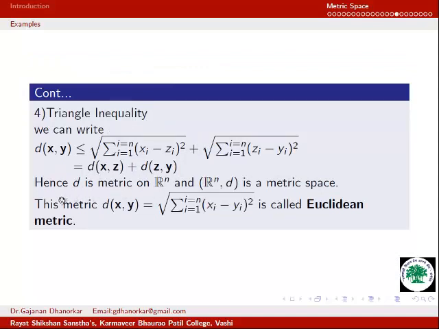That's why this d is a metric on R raised to n, and (R^n, d) is called a metric space. Now remember this metric space is called the Euclidean metric space. This d of xy is called the metric on R raised to n, and this is your Euclidean metric space. This is a very useful metric space to find the distance between two points in R raised to n space. And hence d becomes a metric space.